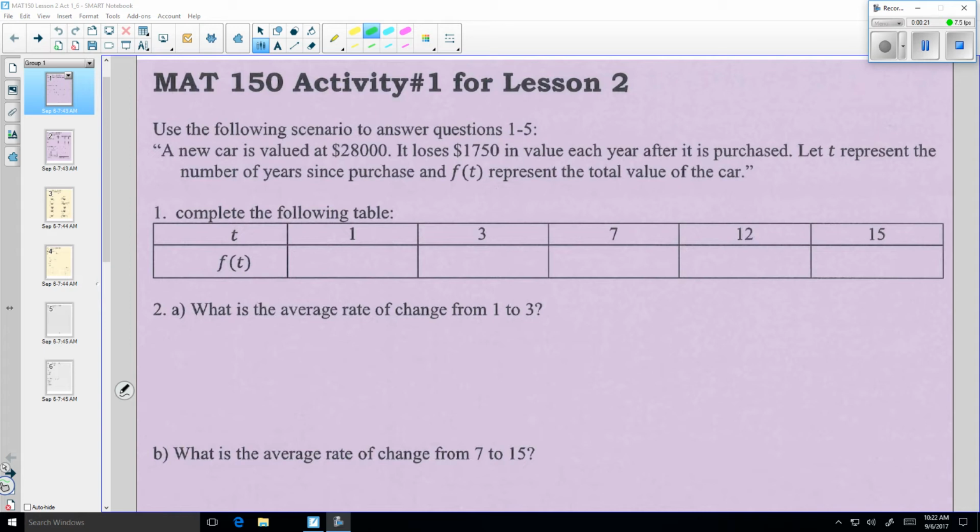To do that, we're going to look at an application setting here, and that is a new car is valued at $28,000. It loses $1,750 in value each year after it is purchased. Let T represent the number of years since purchase and F of T represent the total value of the car.